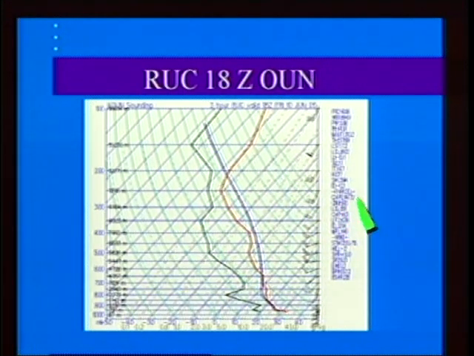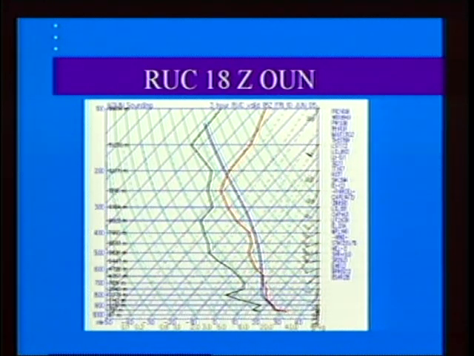The CAPE value, the instability, is almost 1,500 joules per kilogram. The cap value is 4.0. So that's a fairly significant cap and a fairly significant amount of CAPE. So if there's enough of a lifting mechanism, it could break through that cap.